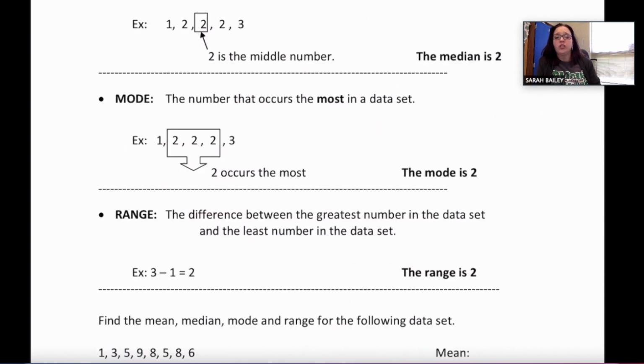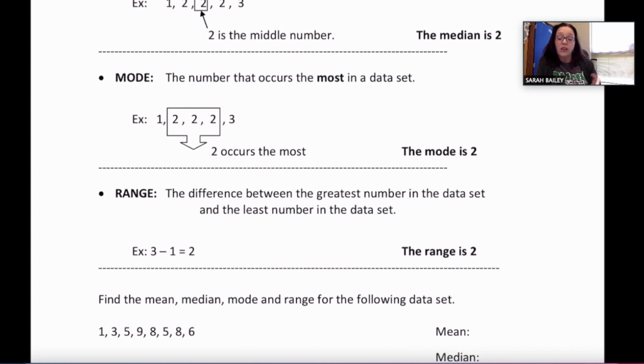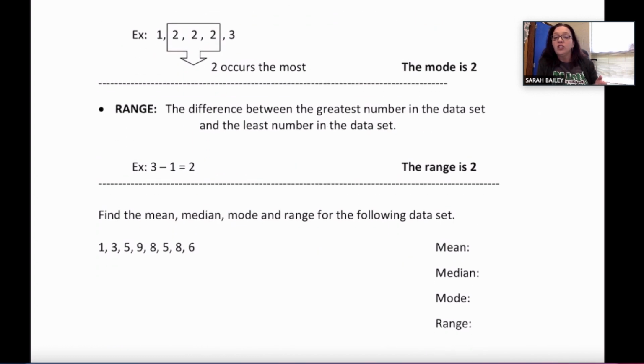Mode is just the number that occurs the most in a data set, and range is just your biggest number minus your smallest number. So we're going to just do some practice, and you definitely want to pull out a calculator to help you with this.